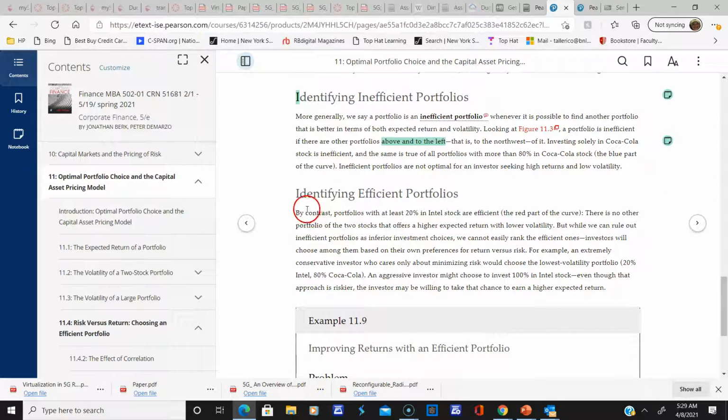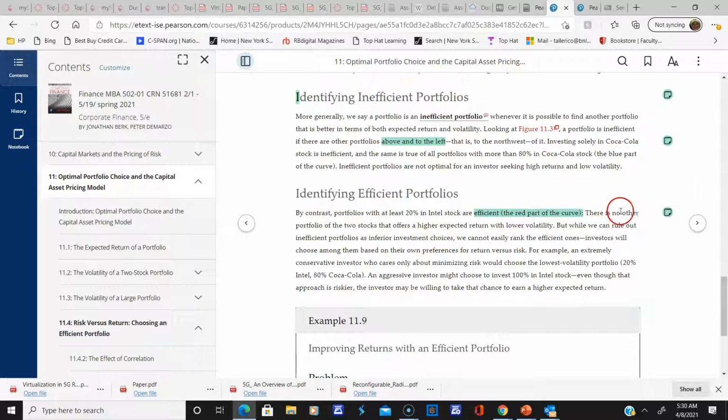All right, so now moving on to efficient portfolios. By contrast, portfolios with at least 20% in Intel stock are efficient, the red part of the curve, right? So we see this is the red part of the curve here. There is no other portfolio of the two stocks that offers a higher expected return with lower volatility. But while we can rule out inefficient portfolios as inferior investment choices, we cannot easily rank the efficient ones.